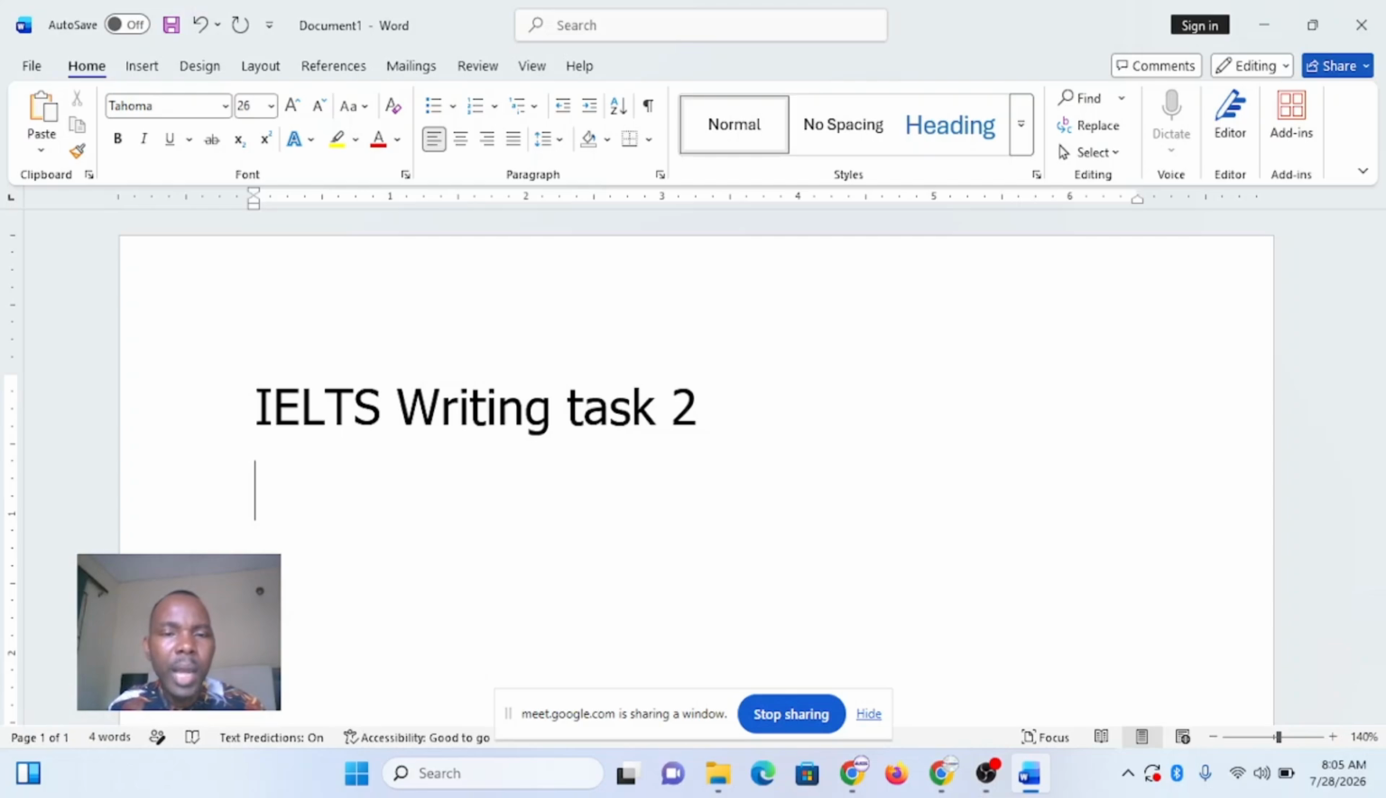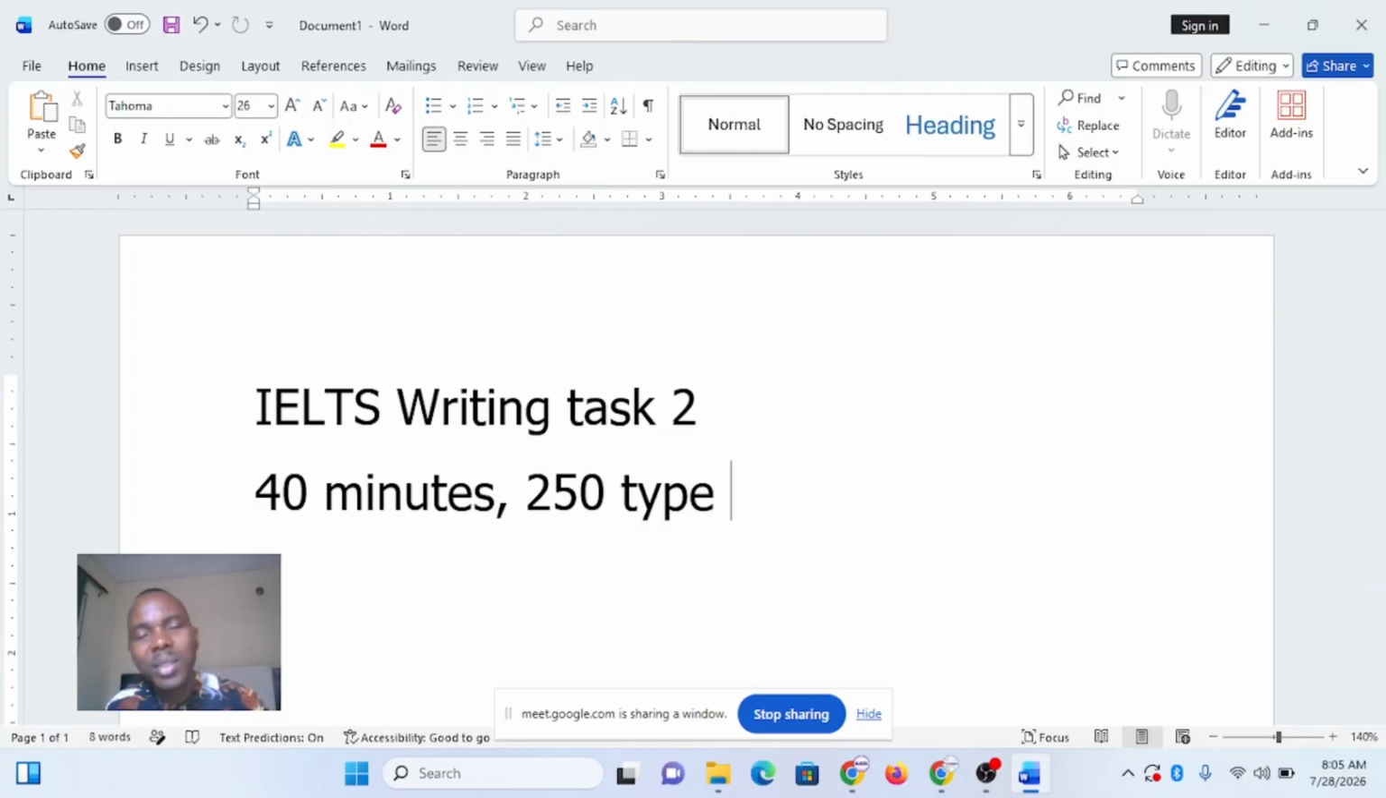All right, so the IELTS Writing Task 2 is for 40 minutes and you'll be expected to, actually I like using the word type because it's computer delivered. You'll be typing. Well, you'll be expected to write not less than 250 words within these 40 minutes. This 40 minutes covers the time for you to read the question, understand the question, plan your writing, do your writing, proofread your writing, and submit. So everything is inside the 40 minutes.